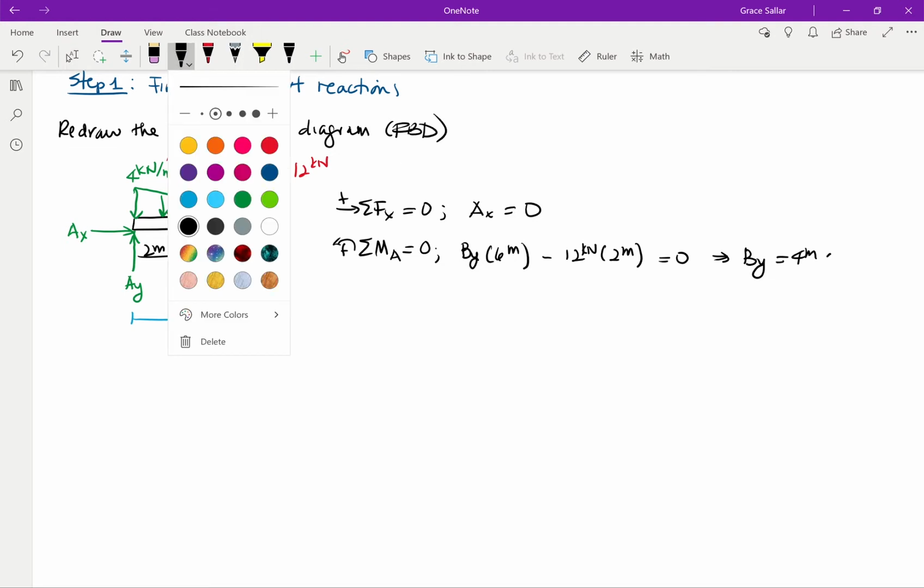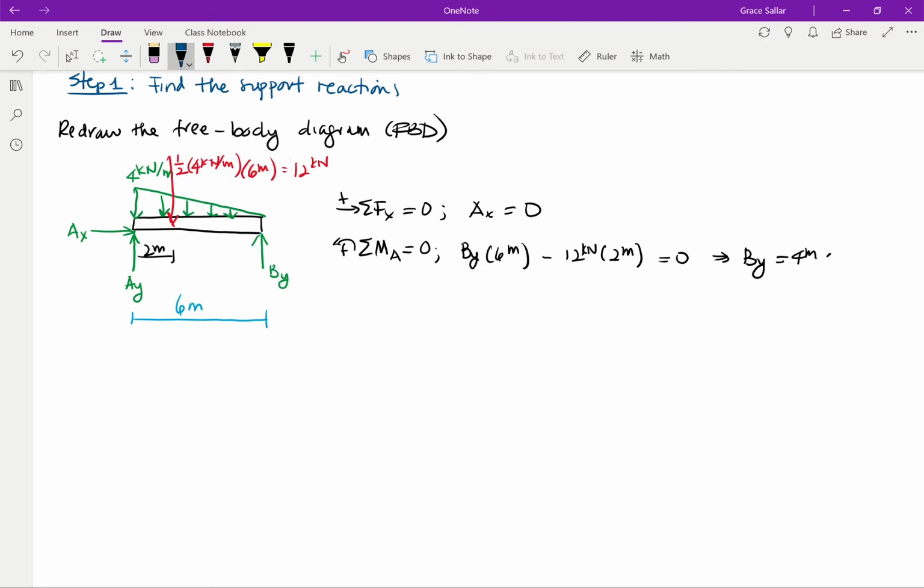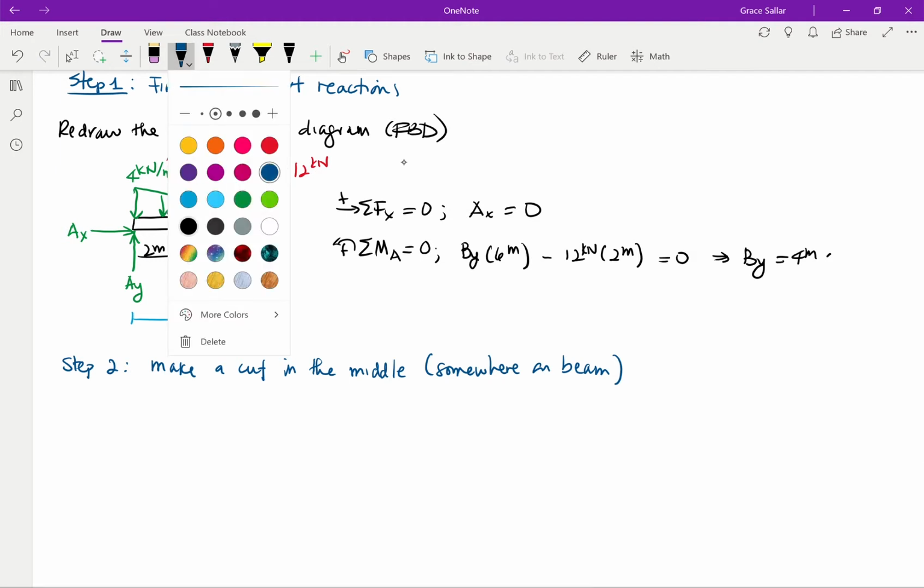Step 2: make a cut in the middle, or we're going to say somewhere on the beam. Before we do that, I forgot one more thing. We're going to find AY.